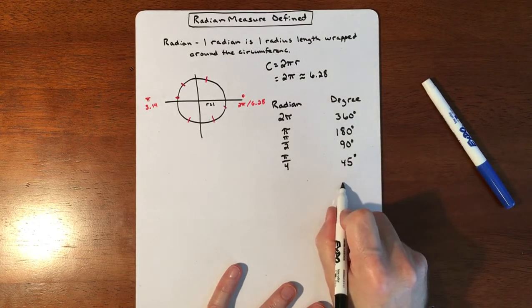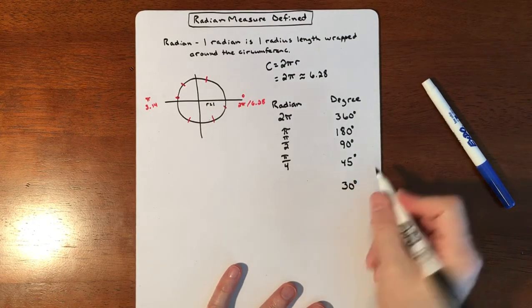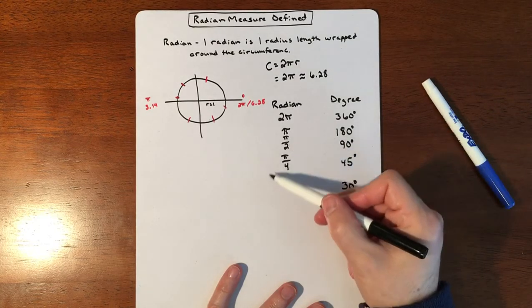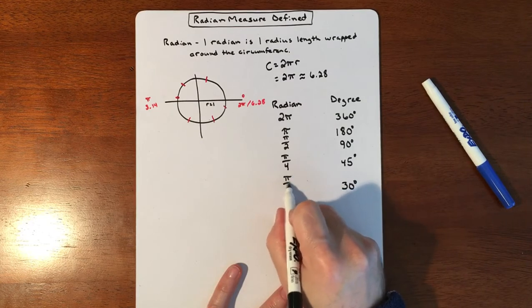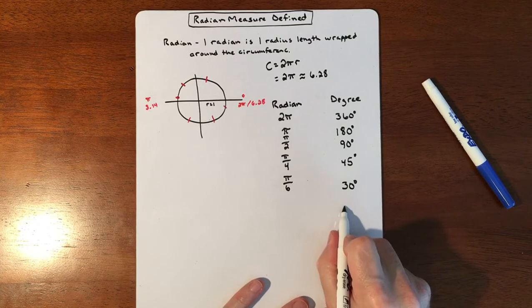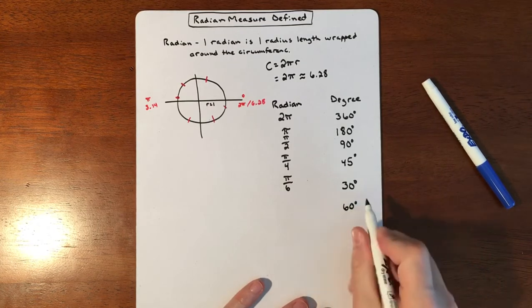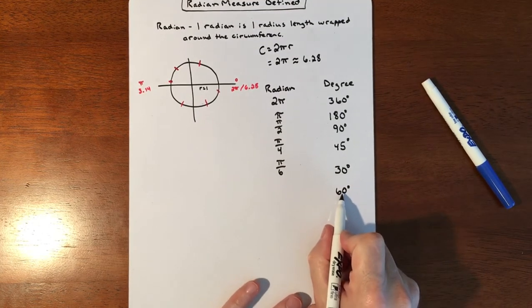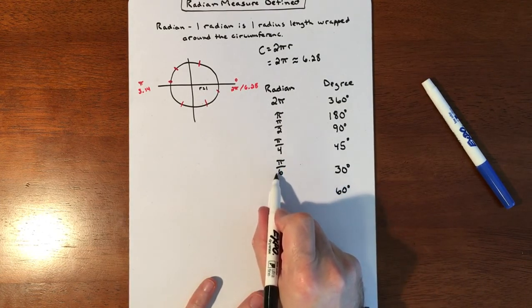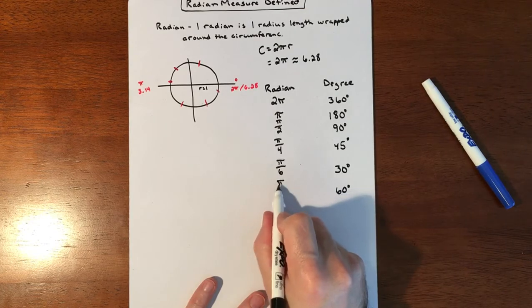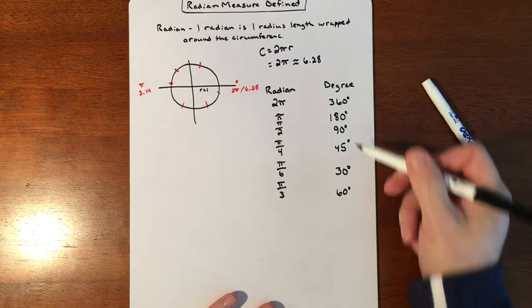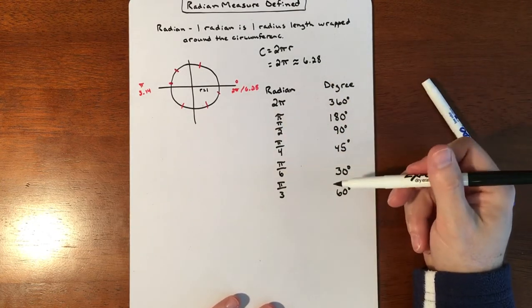Another common one is 30 degrees, which is like taking a third of 90. A third of pi over 2 would be pi over 6. Another very, very common one is 60. If you have 60 degrees, it's actually 2 of these, so that would be 2 pi over 6, which would be pi over 3. These show up all the time, especially on non-calculator kinds of things.